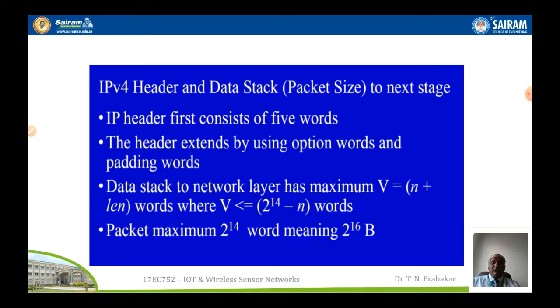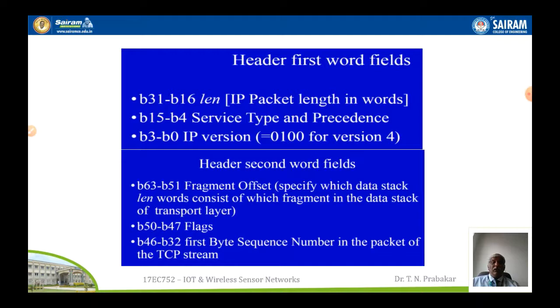So what about the IP header? We have already discussed it, we will just go through it once again. The IP header first consists of 5 words. The header can be extended by using the option, so some optional words are also possible, right? And the data stack to the network layer has a maximum total size of words, which should be 2 power 14 minus n words. And the maximum packet size should be 2 power 14. Of course, we have seen all these things already.